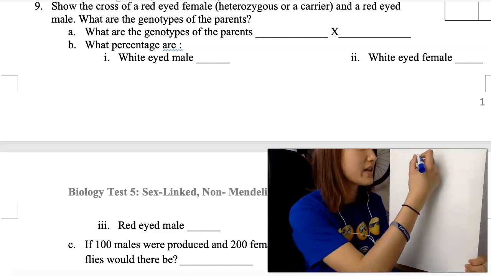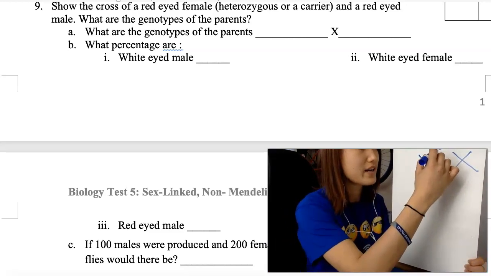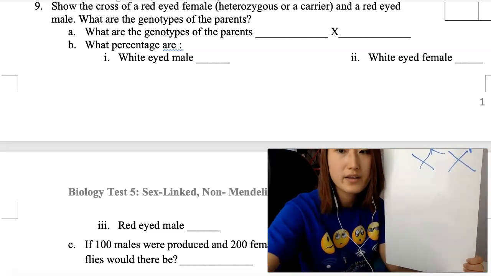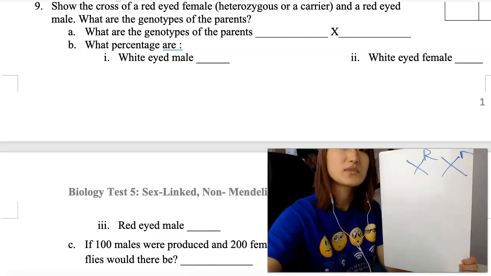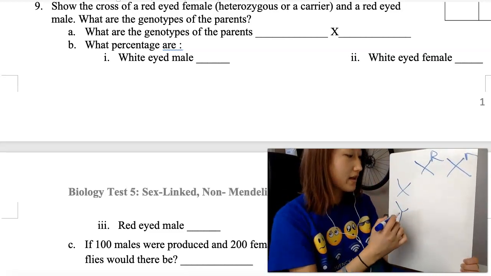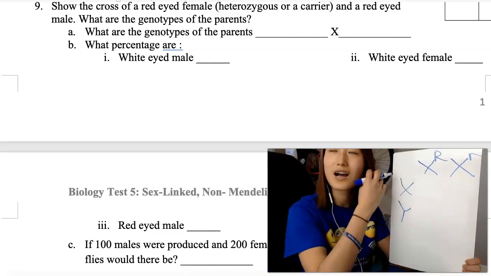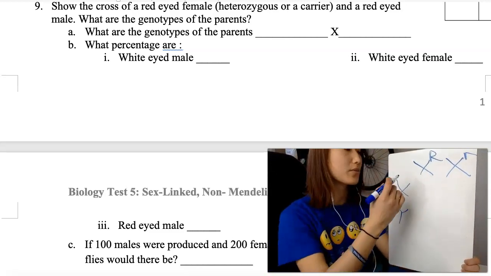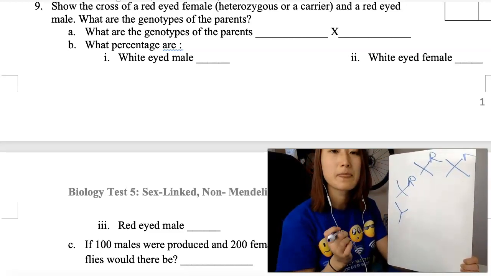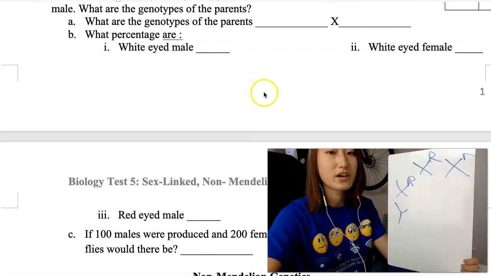So this female is XX, that's what makes it a female, and if it's heterozygous or a carrier, it has to be X big R, X little r. And then it's asking for a red-eyed male, so the male has to be X and Y. If it's a red-eyed male, that means it's showing the dominant trait, which means it has a dominant allele on the X chromosome. That has to be X big R, Y. That's the only possibility. And it asks, what is the genotype of the parents? You can already write it down.